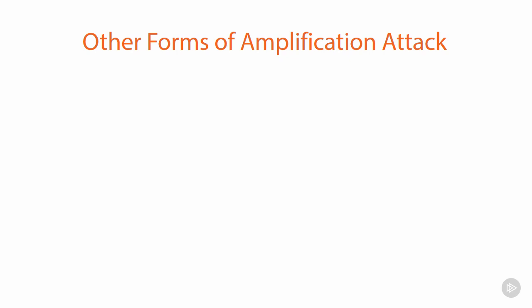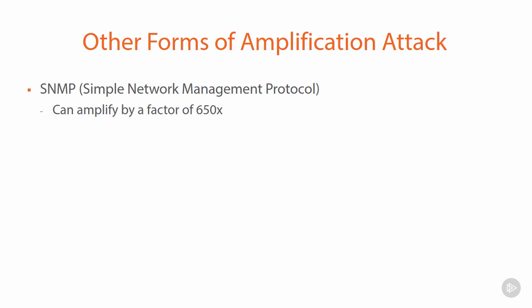A few other ways that a DOS can be amplified. One is SNMP, the Simple Network Management Protocol. And in fact, we've seen SNMP used to great effect in the past. In fact, amplification up to a factor of 650 times. So that 10 bytes going in can result in 6,500 bytes coming back out the other end directed to the target system. Now, fortunately, there aren't a lot of those open on the web today. They tend to be more constrained to internal networks.